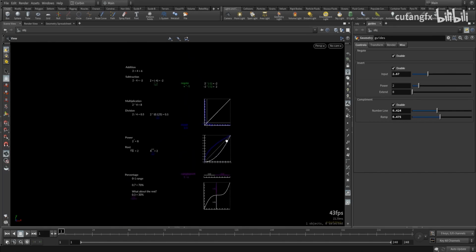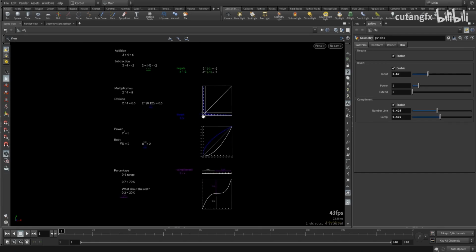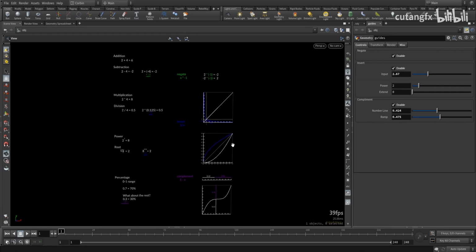Okay, so I know these are basic mathematical principles that you should remember, but seeing them visually and how they have a relationship to one another, I hope, will help you understand how to work better with Houdini and the numbers that we feed it.